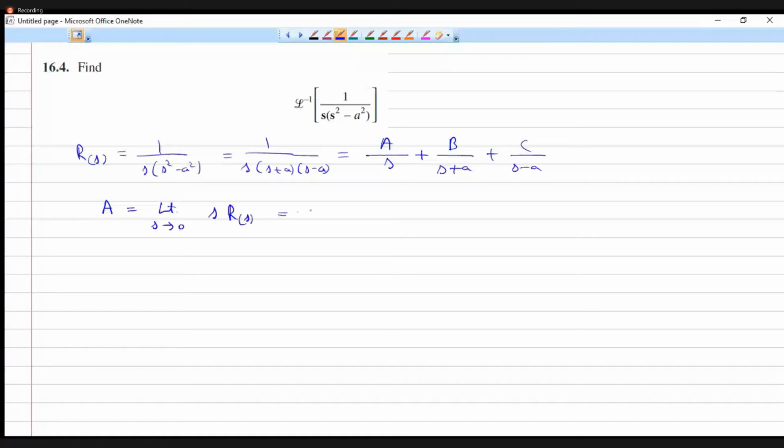Similarly you can evaluate b, which is equal to limit s tending to minus a of s plus a into r of s, and c is equal to limit s tending to a of s minus a into r of s.